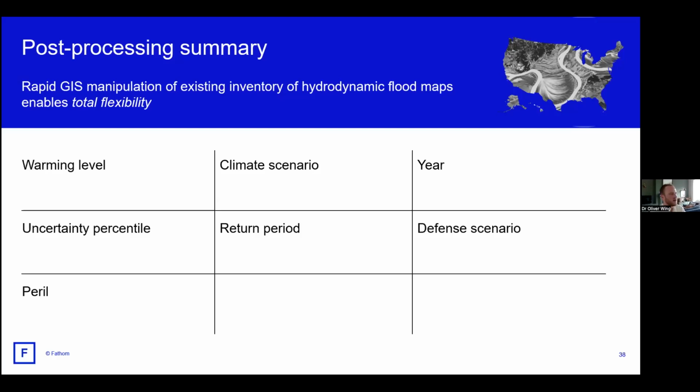So in summary, the fact that we are putting a lot of the heavy lifting in the functionality of these maps into post-processing rather than direct hydraulic simulation gives us and users, of course, massive amounts of flexibility in the types of data they might want to interact with. So all of these things listed on the slide here are variable. You can pick different uncertainty levels, any different climate scenario, any defense state, any return period. The list goes on, because it's a rapid resampling of hydrodynamic flood maps.